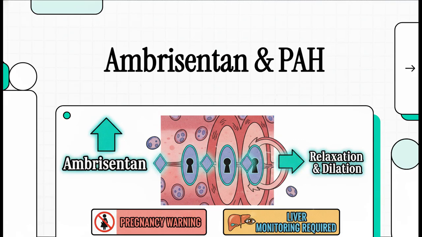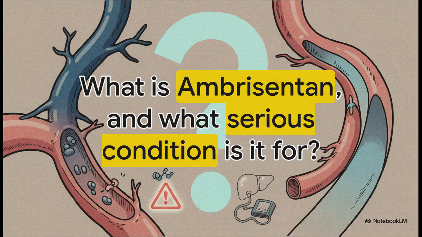Welcome to the Explainer. Today we're diving deep into a really targeted medication called Ambrisentan and the relentless disease it was specifically engineered to fight, pulmonary arterial hypertension. All right, so to really get how this drug works its magic, we first have to understand the very complex problem it's going up against inside the human body.